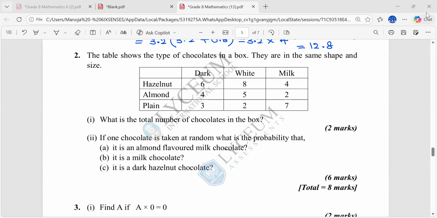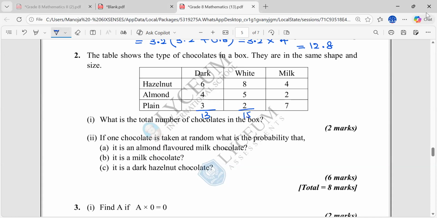When you have this kind of question, the same kind of question you had in the 2024 paper also, right? So then they have given all these chocolates in one box. You can count the total of the chocolates. So now here it is 13, and here it is 15, and here it is 13, right? Then altogether, or else you can check it in the other way also, that we'll see how it happens.